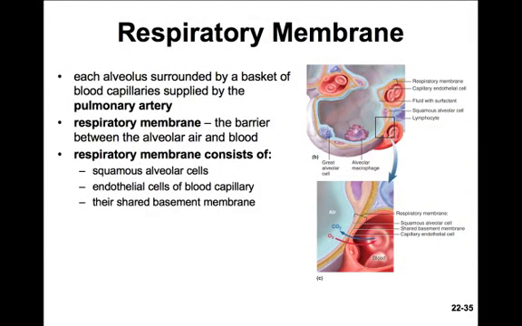So each alveolus is surrounded by a basket of blood capillaries that are supplied by the pulmonary artery. This creates the respiratory membrane. This is the barrier between the alveolar air and the blood, right here. The respiratory membrane consists of the squamous alveolar cells, the endothelial cells of the blood capillary, and their shared basement membrane.